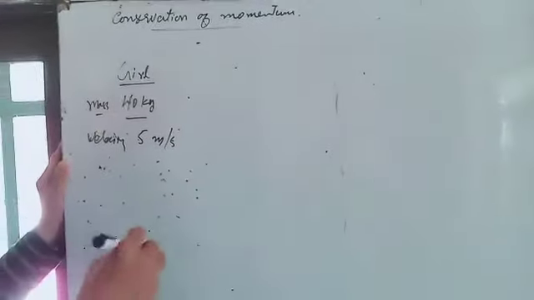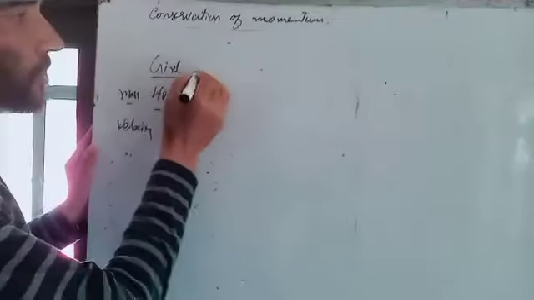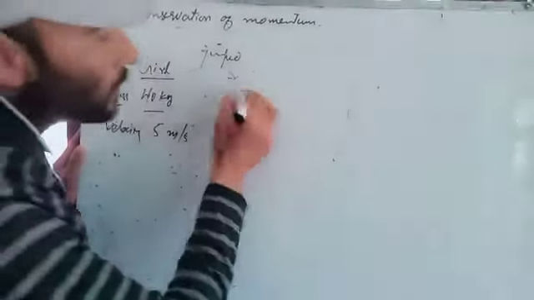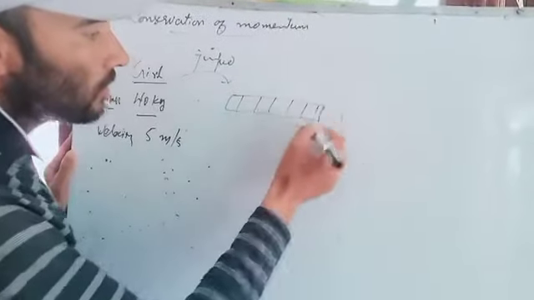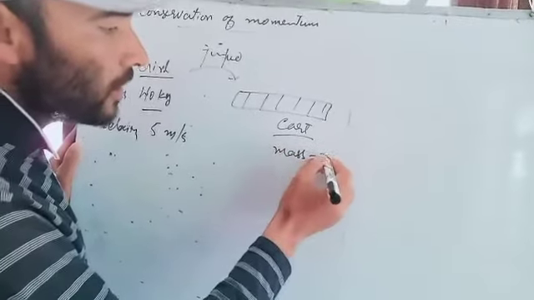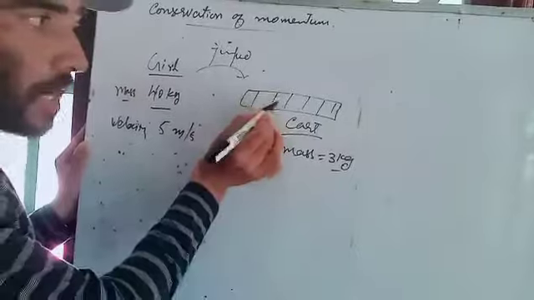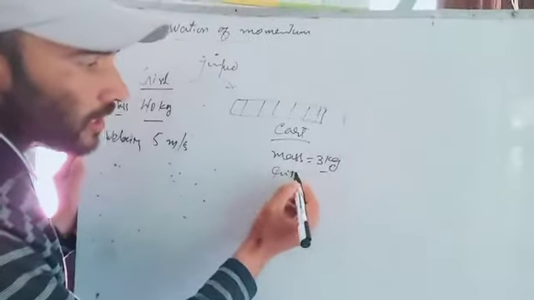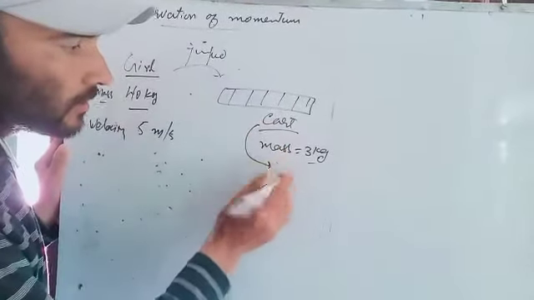For example, the girl jumped over the cart. This is the cart, having mass 3 kg. This cart is at rest. That means its initial velocity is 0.